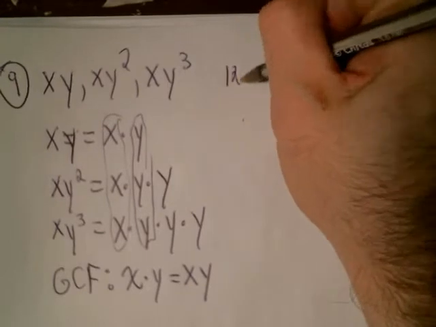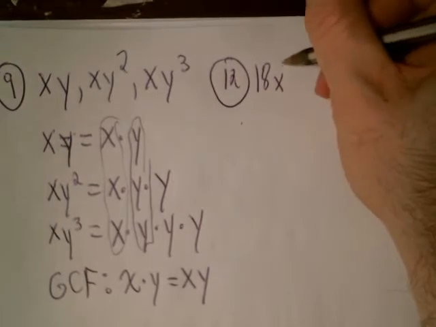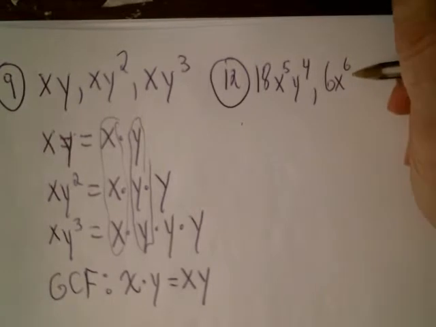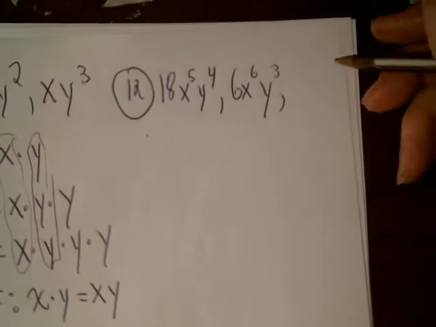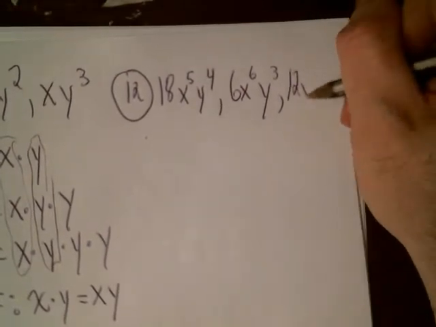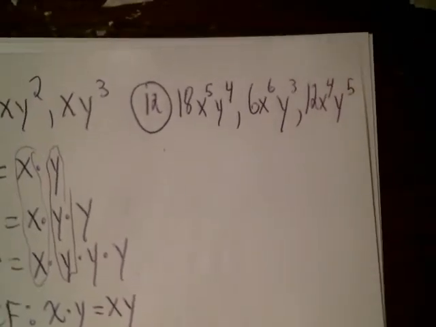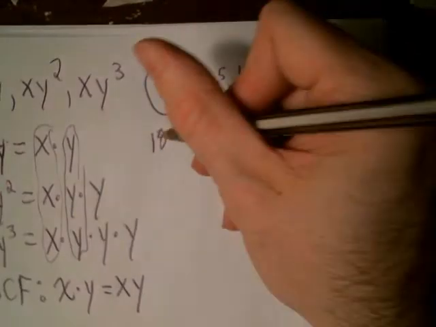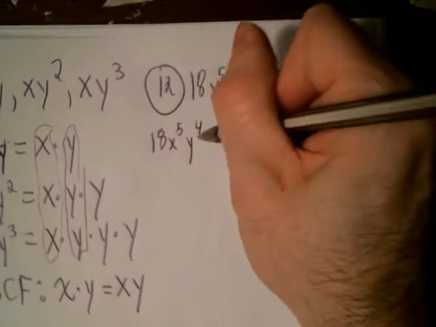All right, let's look at a hard one. So I'm a harder guy. This is number 12 from the book. We have 18 x to the 5th, y to the 4th, and then 6x to the 6th, y cubed. And then we have 12x to the 4th, y to the 5th. Okay, so it's just business as usual. I'm going to sit here and I'm going to factor them, and then I'm going to look for the common factors that exist in all 3 terms.